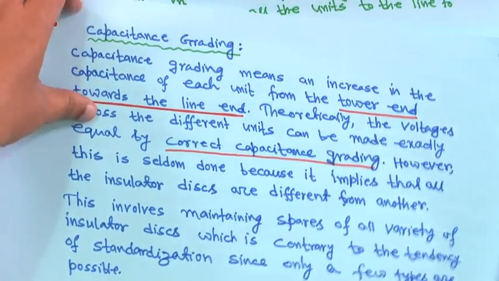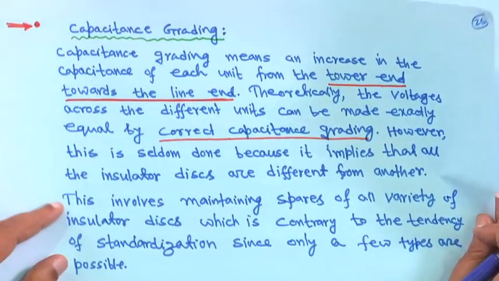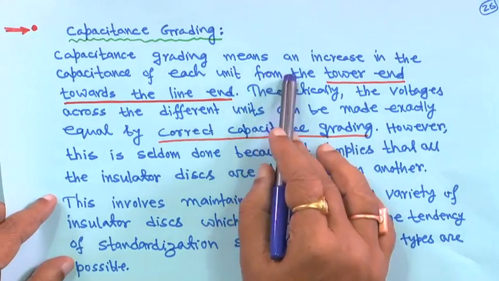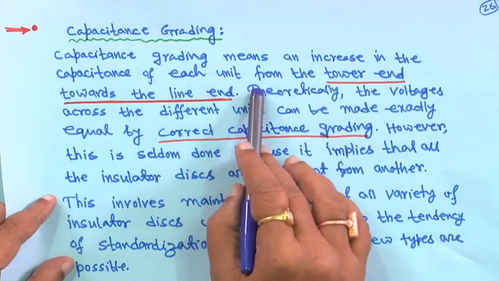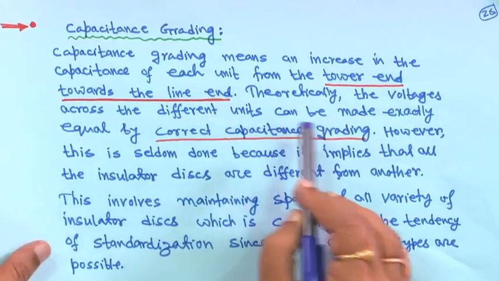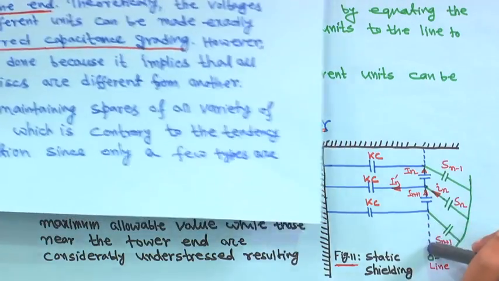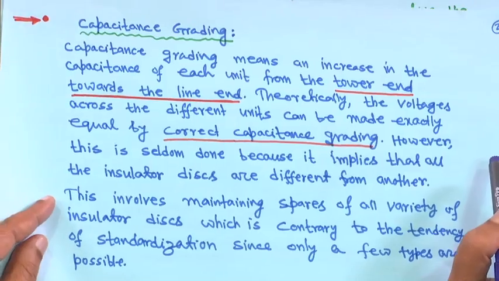So, this way insulator string efficiency can be increased. Capacitance grading means an increase in the capacitance of each unit from the tower end towards the line end, right. So, you increase the capacitance from the tower end towards the line end. So, that is called capacitance grading.